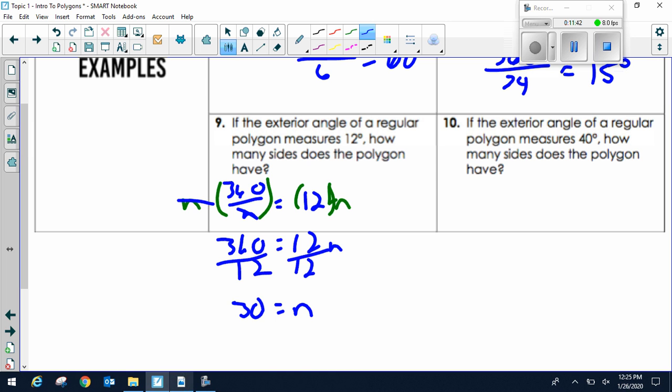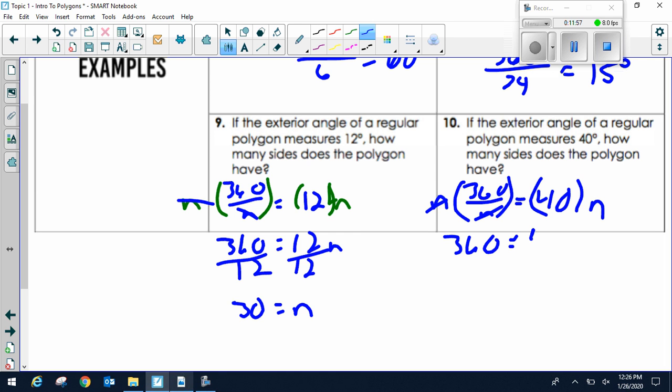Same thing, if the exterior angle of each polygon is 40 degrees, how many sides does it have? So 360 divided by n equals 40. So again, multiply by that n on both sides. 360 equals 40n. Divide by 40. And you get n to be equal to 9. 9 sides in that figure.